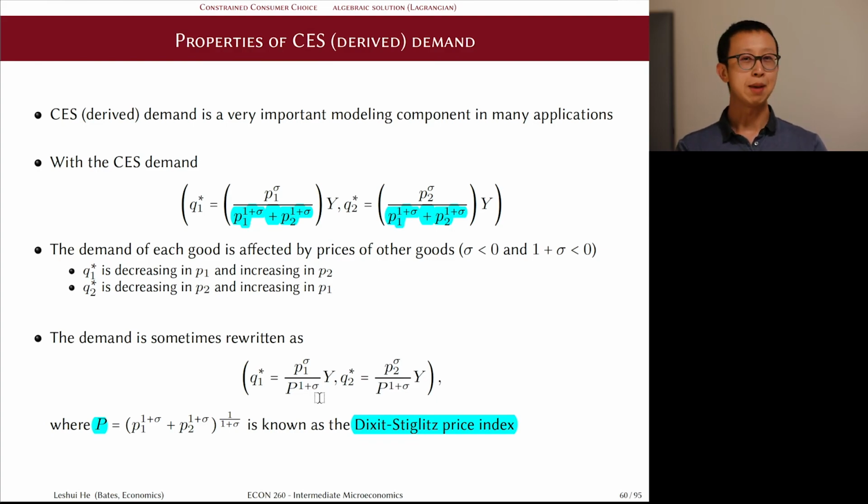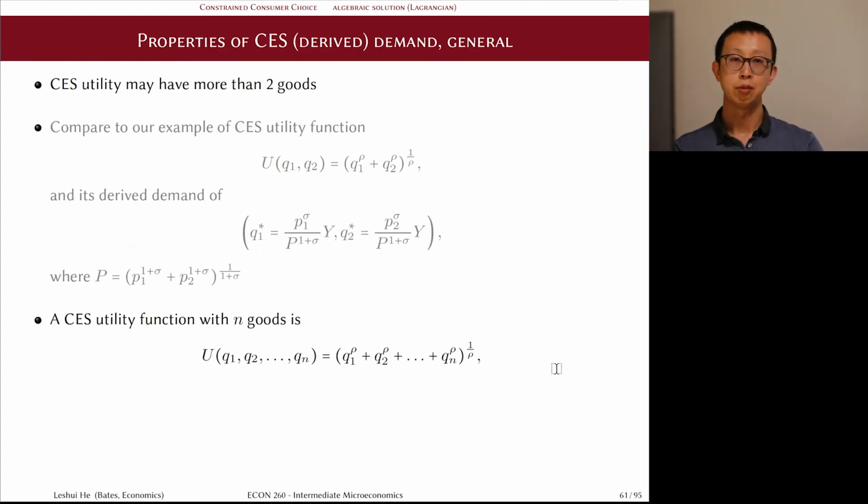But now, in many applications, we might want to consider scenarios where the consumer can choose among more than two goods. Well, it turns out the CES utility function extends very naturally to these situations. Let's say that instead of two goods, we now have n goods, and n can be any number that is bigger than 2: 3, 4, 5, 6, 1,000, however much you want. Then the CES utility function will look something like this.